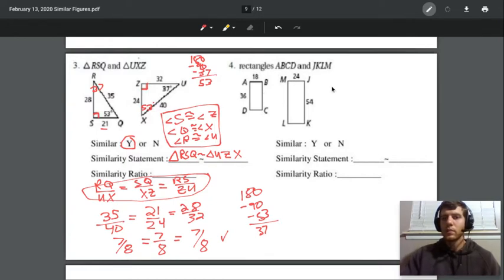Okay. The next one, these are rectangles, so we can fill in our, they're rectangles. Okay, so the angles are pretty easy because rectangles are defined as quadrilaterals with 4 right angles. So we know all of our angles are going to match up, right? They're all going to be 90. So we're going to have 4 sets of congruent angles, right? Because they're all going to be 90 degrees here.